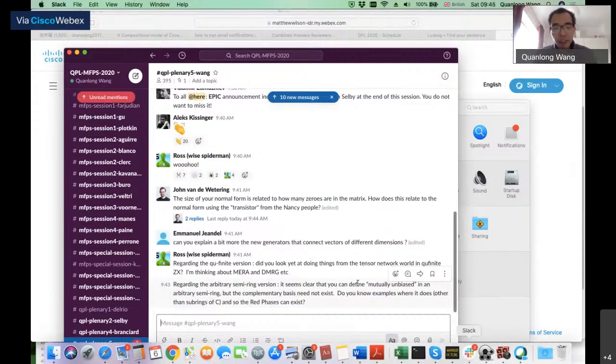But the good thing is, in very general, very bad structures like a semi-ring, you can still have ZX calculus. You can do a lot of matrix calculation. I think that's the good thing.